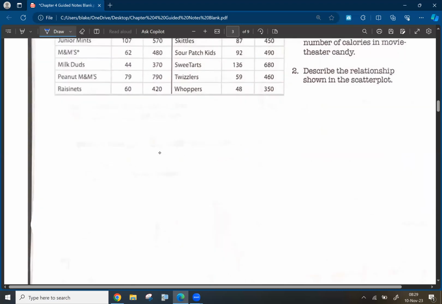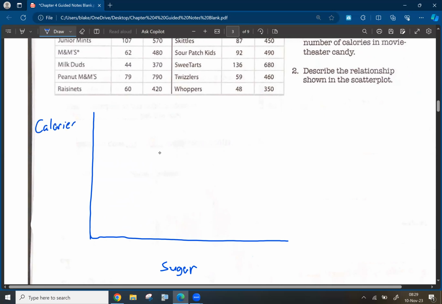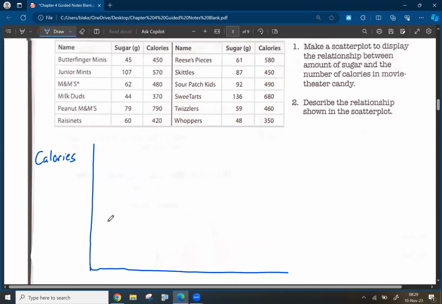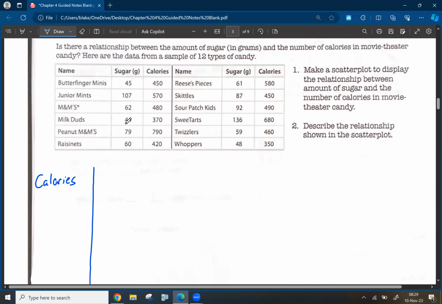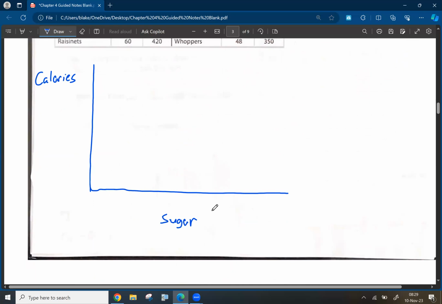So our scatter plot, let's make our x and y axis. So remember, the x-axis is going to be sugar, and our y-axis is going to be calories. Now, again, we're not going to scale the axis from 0. We're going to look for the min and max and make sure we range it properly. So looking at sugar, we have, looks like 12 altogether, right? 6 here and 6 here. So the lowest number I'm seeing in sugar is this 44. And the highest number I'm seeing is that 136. So I have to go from 44 to 136 on this number line.